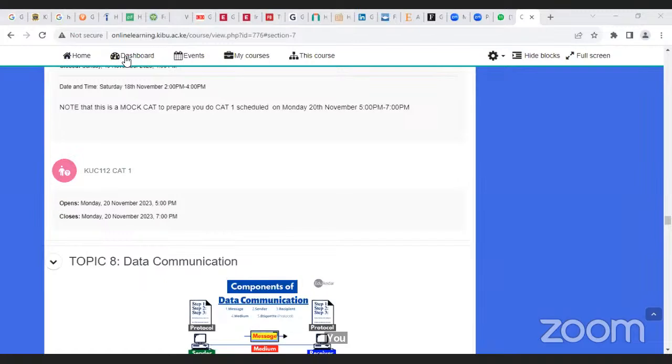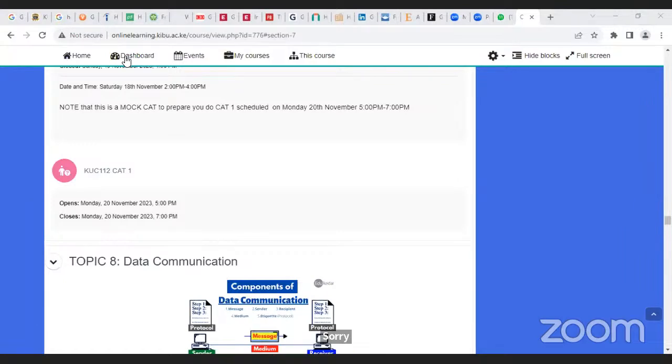Someone is asking which topic the cut will be from. I have said the cut will cover computer generations and hardware.